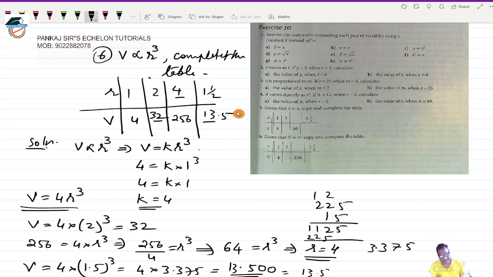For question number 6, the table says that for 2 it is 32, which is correct. And for 256 the R value is 4, which is correct. And for 1.5 the V value is 13.5. That's absolutely correct. Okay, so with this we have completed 3 more questions, and there are still more questions to be followed in this exercise.